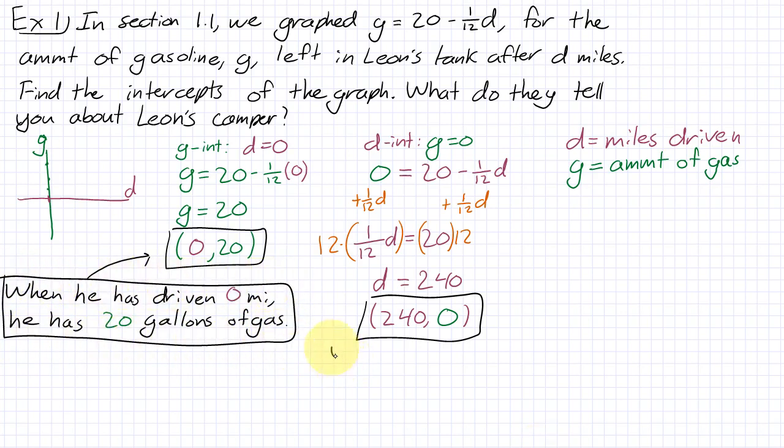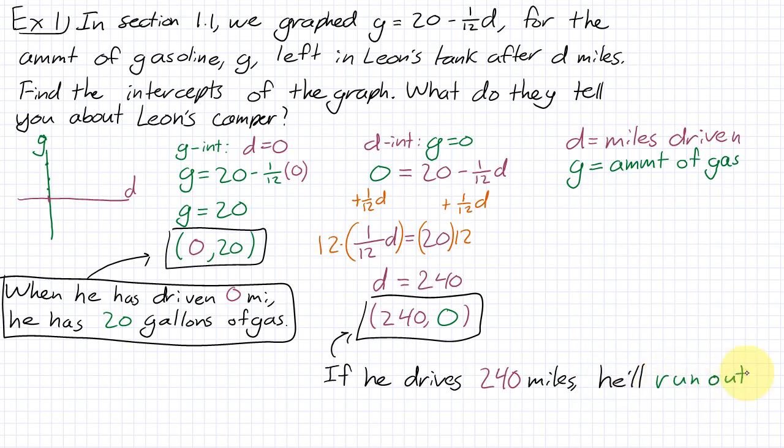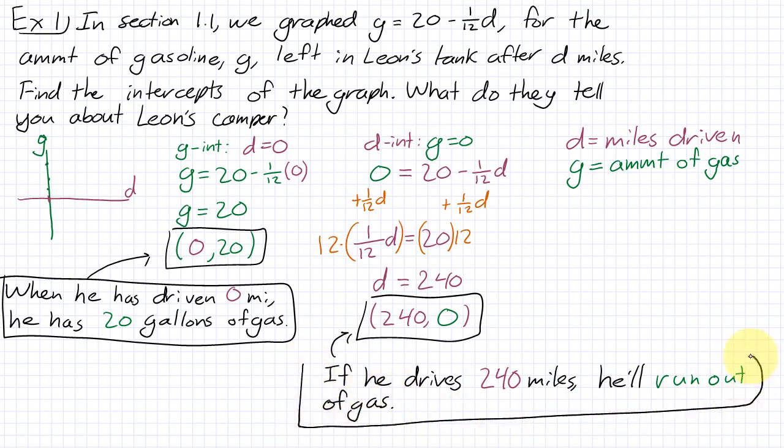And with this one, what does this mean? Well, the d is 240, that's the number of miles driven, and the g is the amount of gas. So that means, if you want to write a sentence about that, you could say, if he drives 240 miles, he'll run out of gas. That's what that 0 represents.